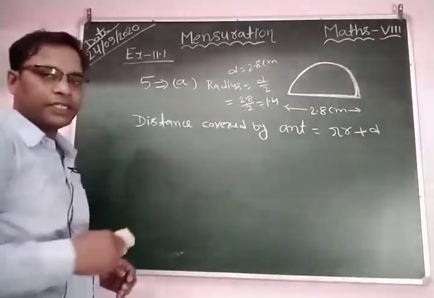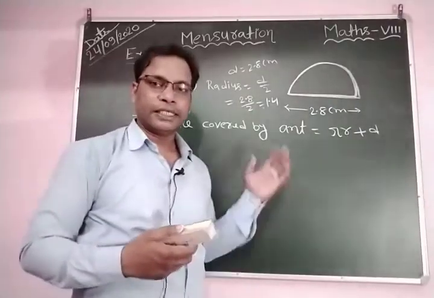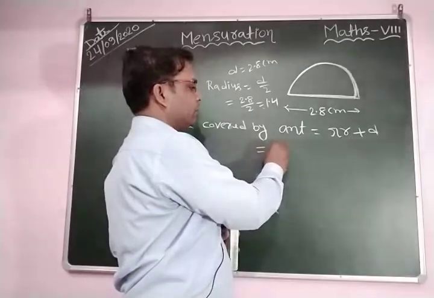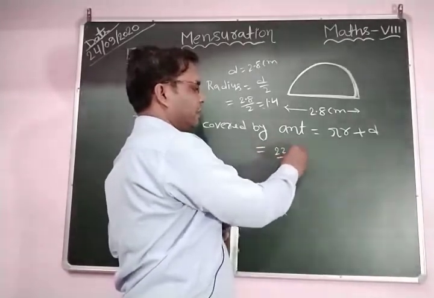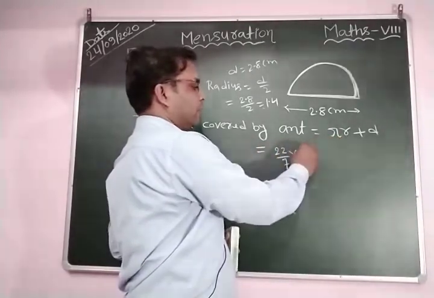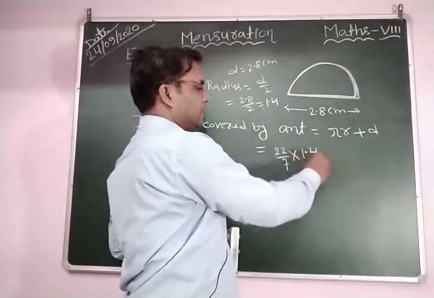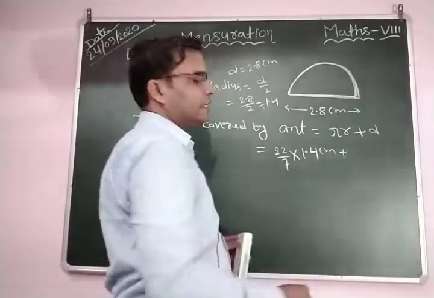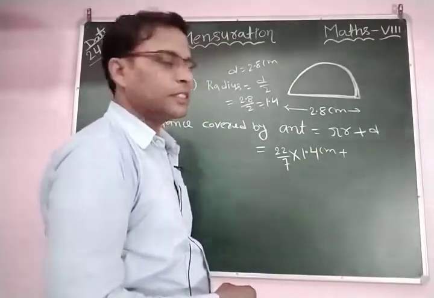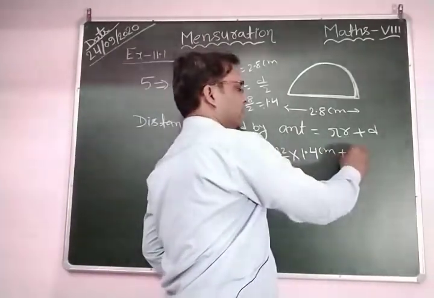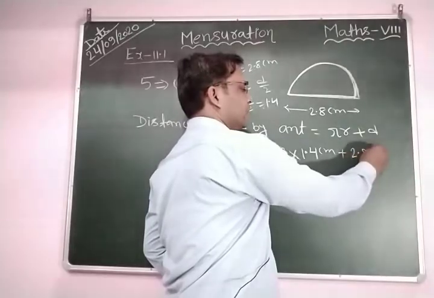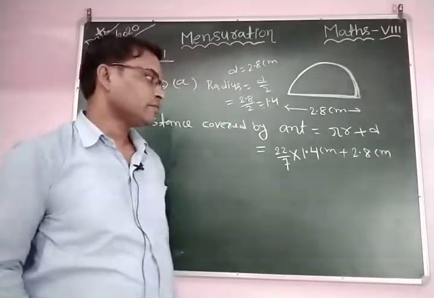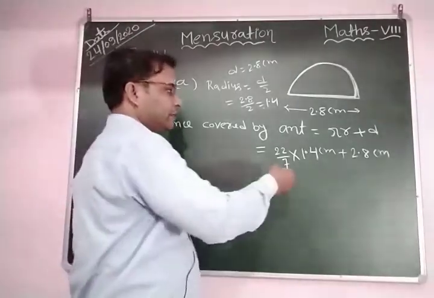So we find the distance covered by the ant in this shape is equal to the value of pi, 22 by 7, into the value of r, the radius of the circle, 1.4 centimeter, plus d, the diameter, which is 2.8 centimeter. Clear? Now you can cancel it.